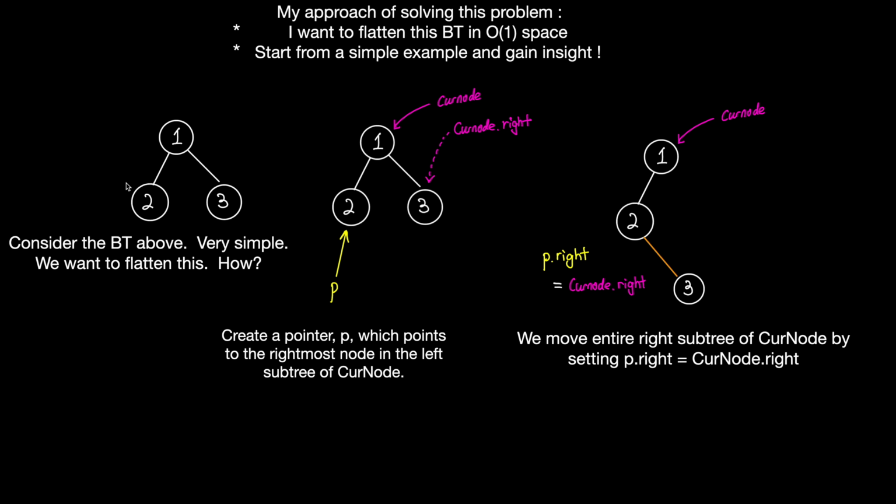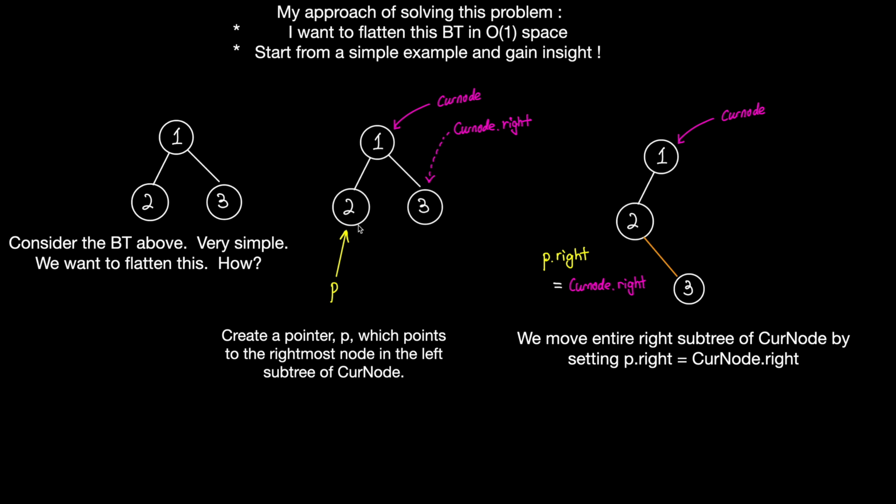So you start with a very simple binary tree, 1, 2, and 3. How do you flatten this binary tree into a linked list? Basically you would have to move 2 to here, and then 3 should go to the right, so the right child of this node 2. So you set the current node to point to this 1, and then you want to find the rightmost node of the left subtree. That would be 2. So you set that equal to p.